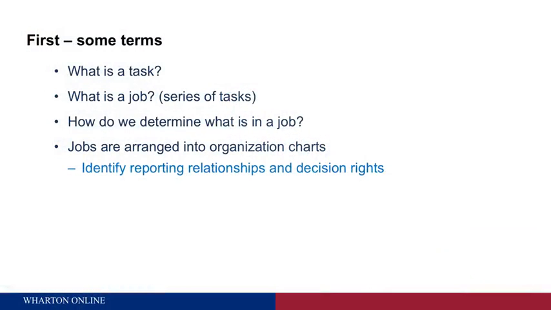We arrange jobs together to form an organizational chart. So if you put jobs in their relationship to each other, an organizational chart will tell you reporting relationships. That means who in which job reports to whom, to what other job. So it gives you the hierarchy in the organization, and the hierarchy tells you something about decision rights, and that means who gets to decide on what and who gets to boss whom around. So that's what an organization chart tells you.